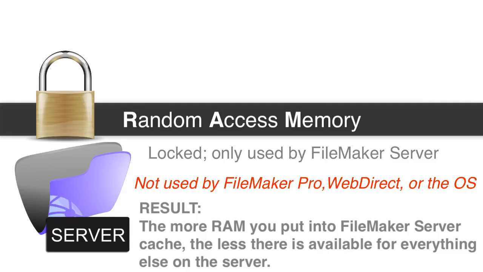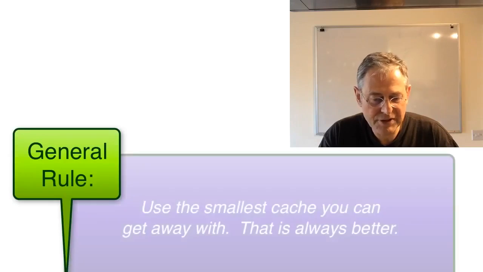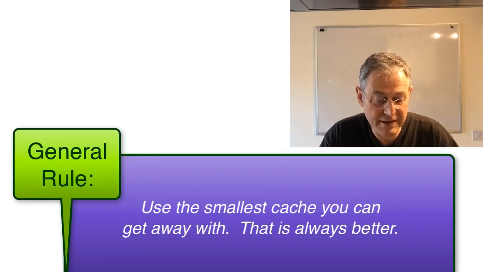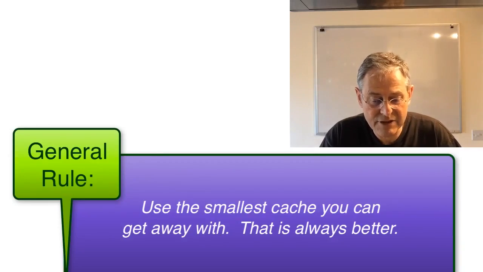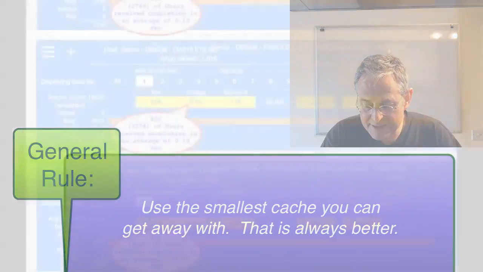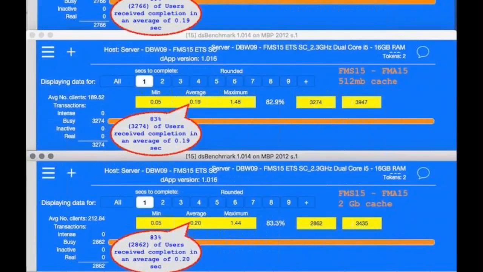You know, when you've decided on the hardware specification you're going to use, about the only thing you can change is the cache, other than of course writing efficient FileMaker solutions. And the general rule is that you should use the smallest cache you can get away with, and that is always better. Interestingly, and I don't know why it is, but certainly the statistics seem to show it, FileMaker Server 15 runs a bit better with half a gig of cache than it does with 2 gig of cache, which I think is interesting.